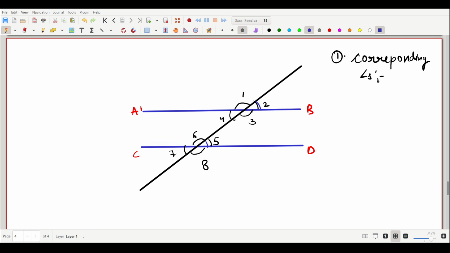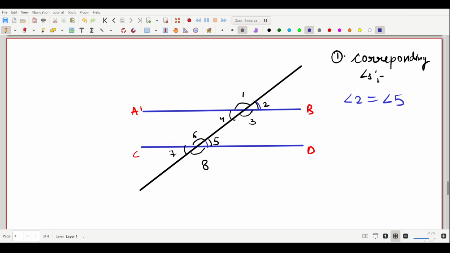That's why they are corresponding angles. 3 and 5 are also on the same side, but 3 is on the bottom and 5 is on the top, so they are not corresponding. Corresponding angles means similar angles in similar positions, exactly similar positions. So 2 and 5 share exactly similar positions. This is why corresponding angles are always equal. So angle 2 equals angle 5.